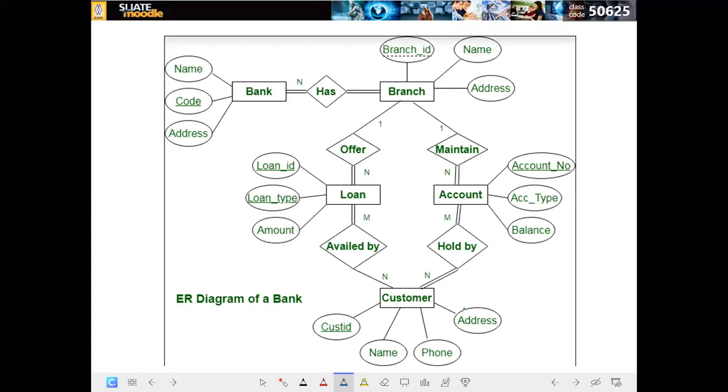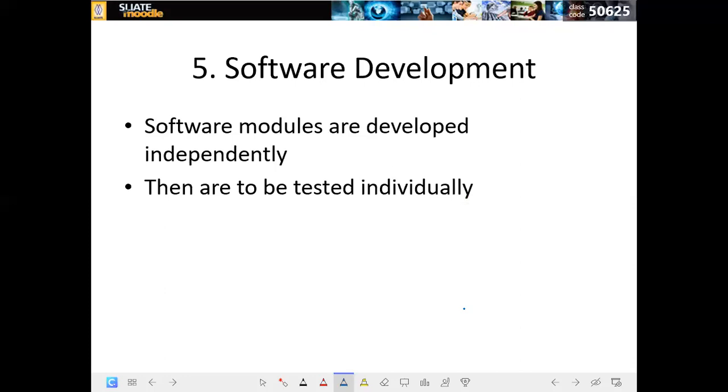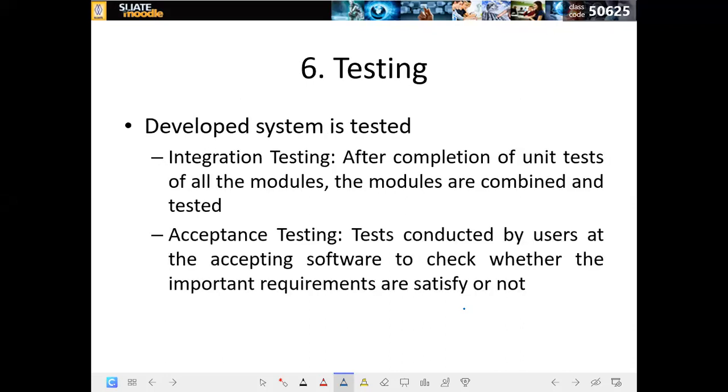Now we have the design in our hands. Then we are going to develop the system by using a computer language. According to the design, we are going to develop the system. After that, you know, a complete system is not developed all at once.